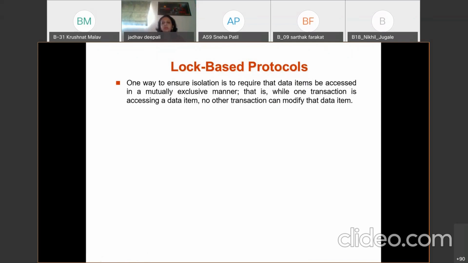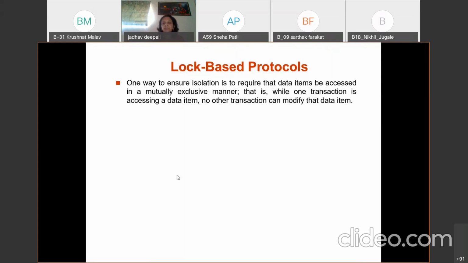Okay. The same method is used here, that data items are accessed in a mutually exclusive manner. That is, while one transaction is accessing a data item, no other transaction can modify the data item. Means if transaction T2 is reading the data item A, then transaction T1 is not allowed to modify data item B. Okay, modification is not allowed while another transaction is accessing a data item.